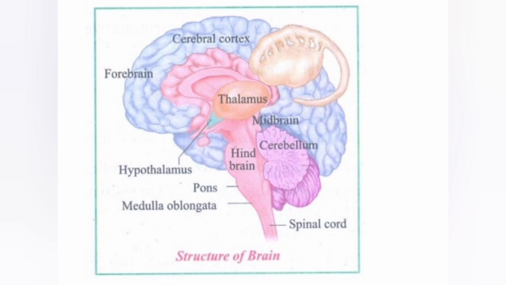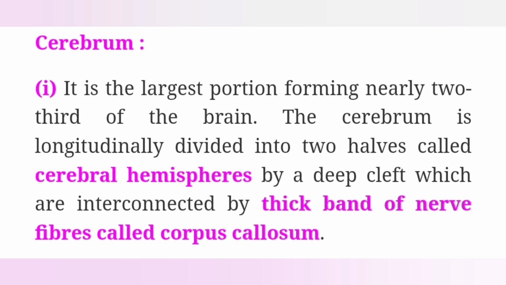Draw the structure of the brain diagram and label the parts. Next one, cerebrum. First point, it is the largest portion forming nearly 2/3 of the brain. The cerebrum is longitudinally divided into two halves called cerebral hemispheres by a deep cleft, which are interconnected by a thick band of nerve fibers called corpus callosum.